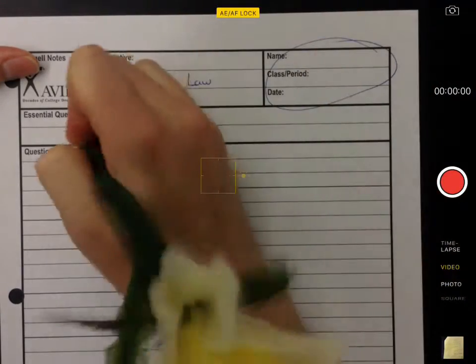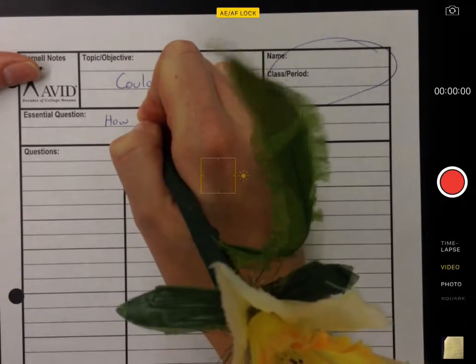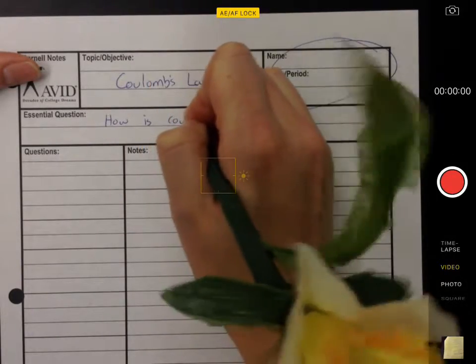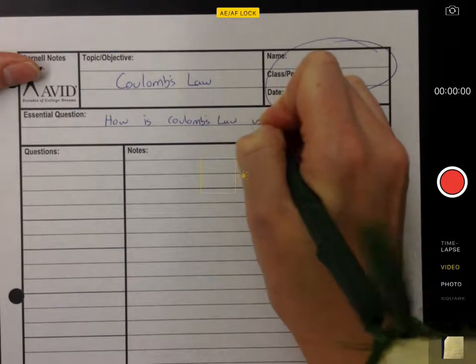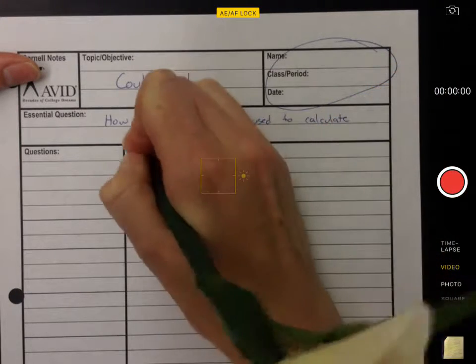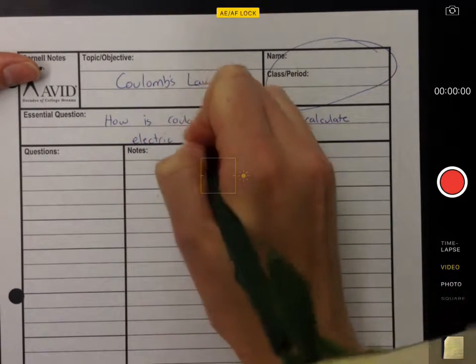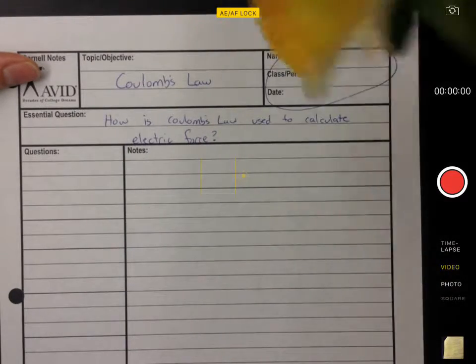And you put your name, class period, and date over there. Our essential question is, how is Coulomb's law used to calculate electric force? Or another variable. Sometimes we want to find some other piece of information.